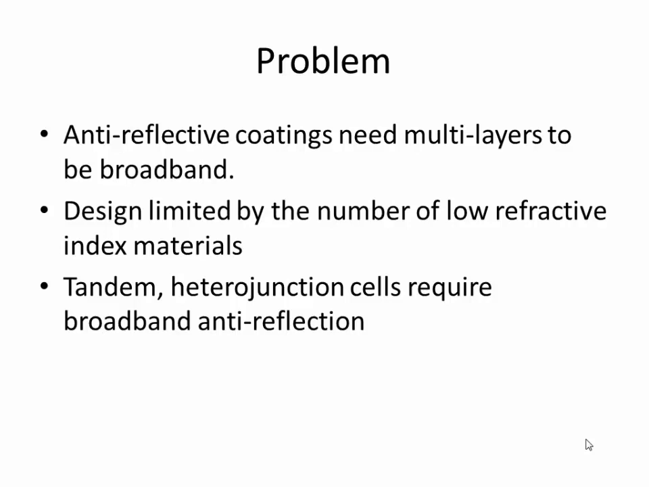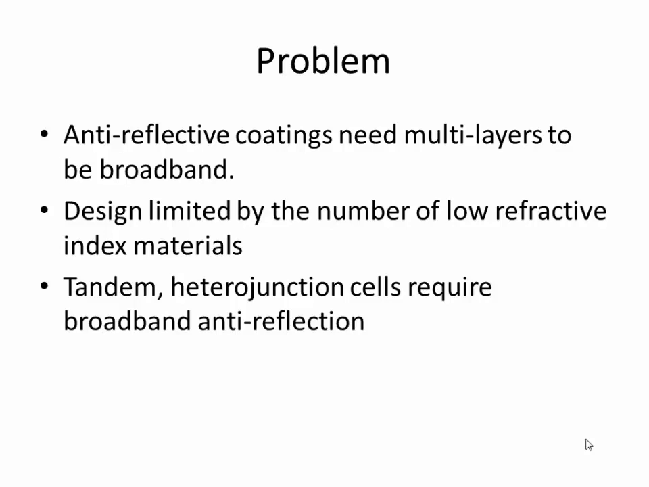If you're making a tandem solar cell and you require broadband absorption, then you probably require a broadband anti-reflection coating. But typically, what people do is that they have just a single layer anti-reflection coating on the glass or on the silicon cell, and so there's this need for anti-reflection coatings to be broadband, and so you probably need multi-layers to actually achieve that.